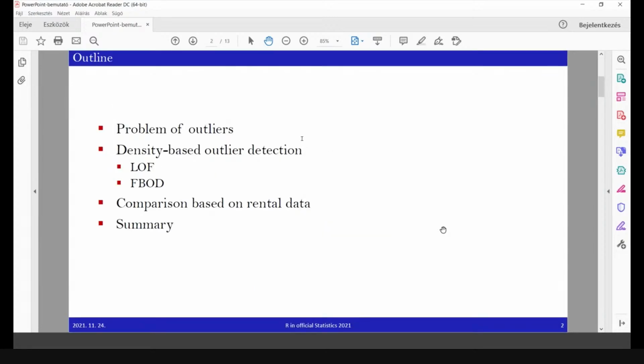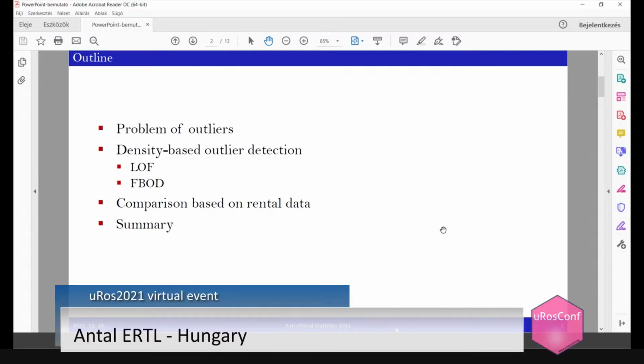So the outline for this presentation is the following. I'm just going to talk briefly about the problem of outliers, and I'm going to build on the previous presentation. Then I'm going to introduce density-based outlier detection methods with a heavy emphasis on the local outlier factor, the LOF method. And then I'm going to compare these methods on rental data available to us, which is online rental data for housing statistics. And then I will try to summarize what to do with outliers.